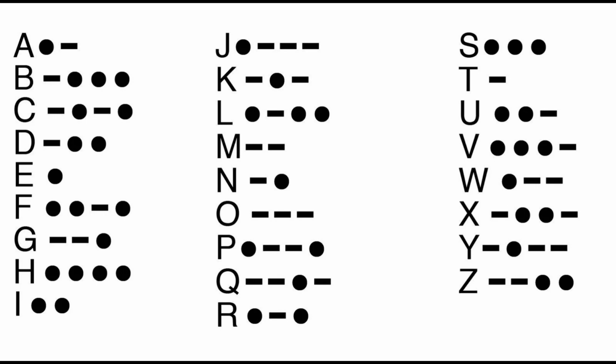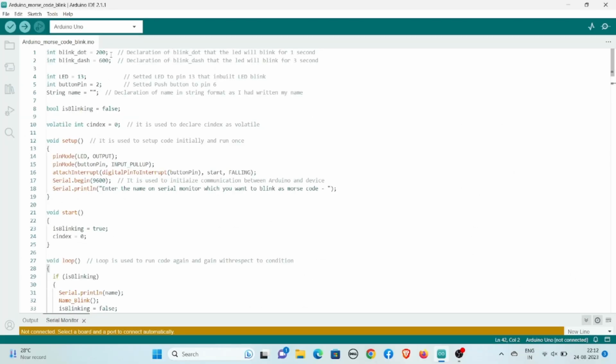So now let's begin with the code. In the first line of code, I made a variable blink_dot with data type int, and I gave it a 200 millisecond delay. In the next line, I made a blink_dash variable with a 600 millisecond delay.